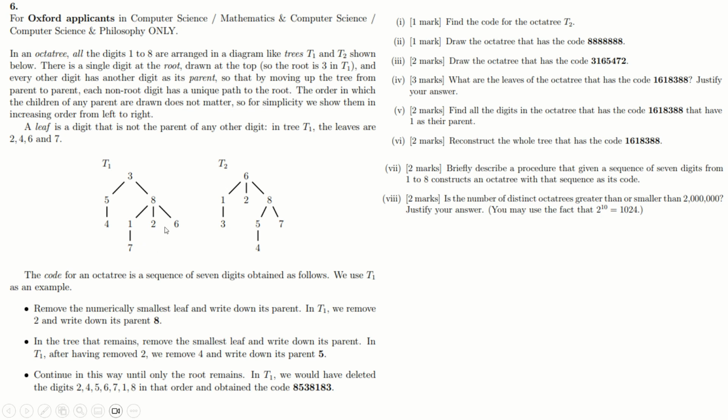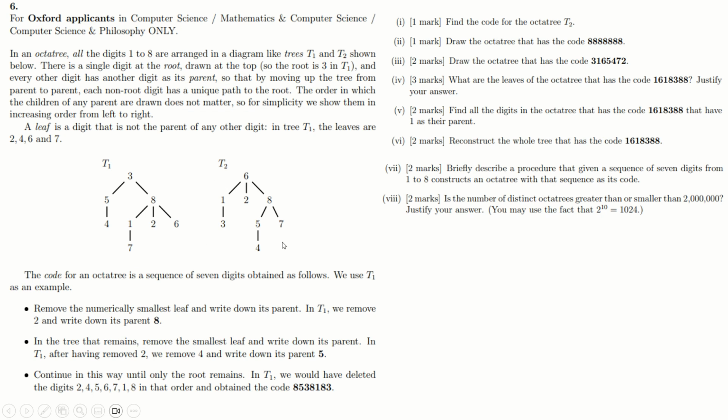So then you delete that and write down the parent. The smallest leaf then would be a 5, of course. So you delete that, write down a 3, and then you delete the 6, write down an 8. And then you delete the 7, write down the 1. Then 1 becomes the smallest leaf, delete that, write down an 8. And then delete the 8, write down the 3. There's a few things that we can gain from doing that.